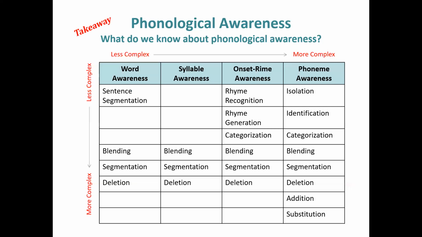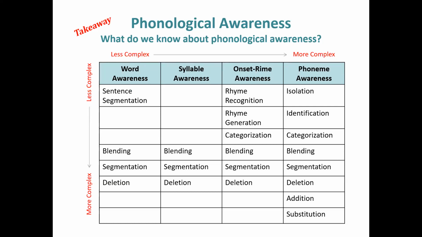I love this table because it puts this all into a really good perspective for us. Here, the phonological awareness skills are organized into 4 different categories: word, syllable, onset rhyme, and phoneme awareness. On page 18 in your handout, you'll find an expanded version of this table that shows the specific skills within each of these categories, along with an example for each skill.